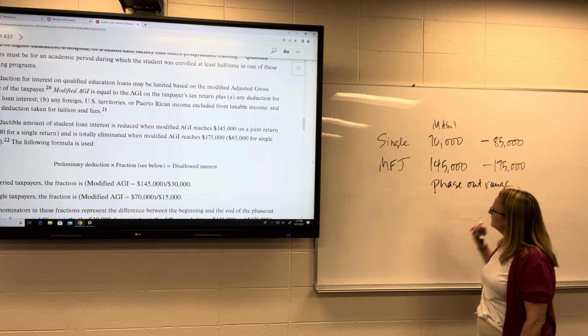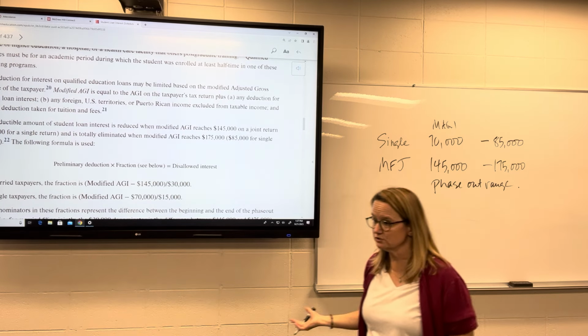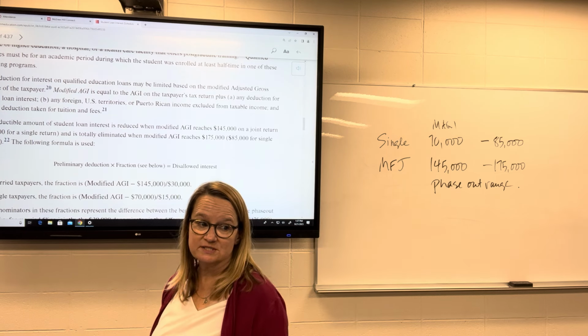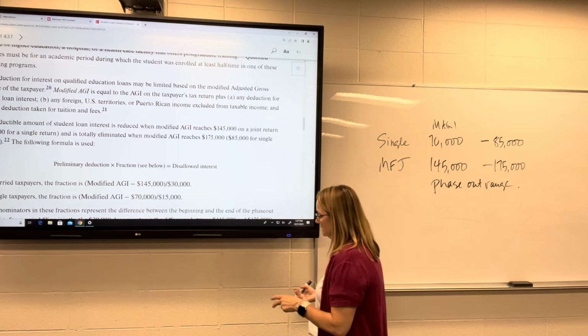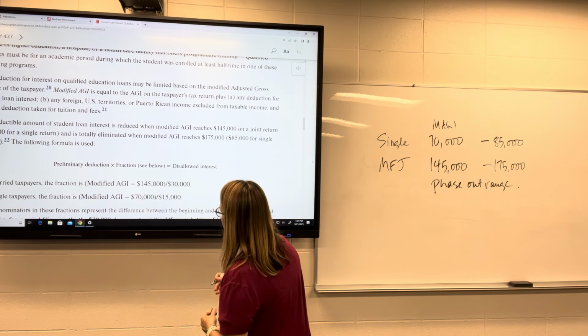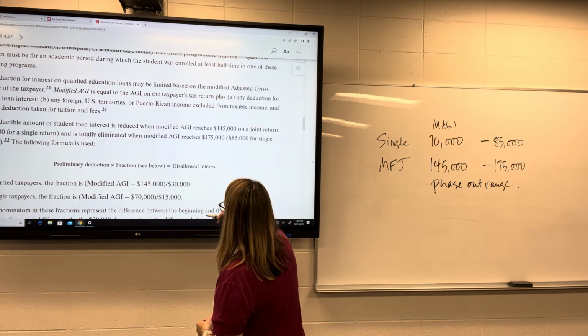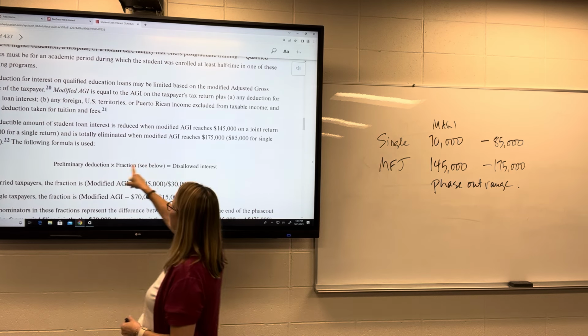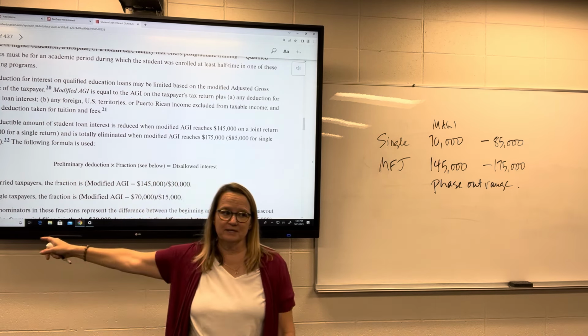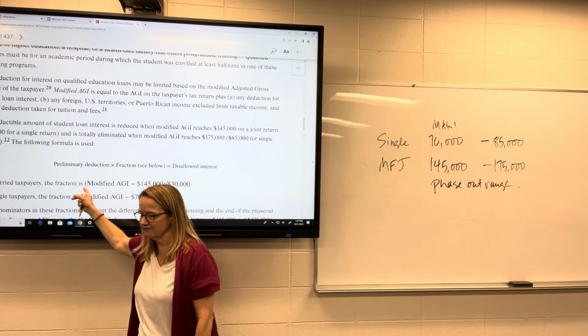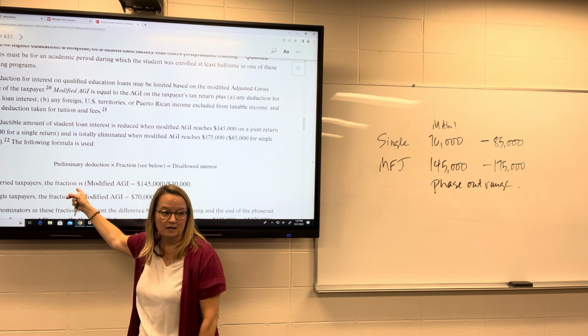So as you can imagine, we've got another calculation to do, right? Very similar to the calculation we did before with the savings bond interest. All right, so this is the formula that's used. We take our preliminary deduction. That preliminary deduction can never be over $2,500, okay?